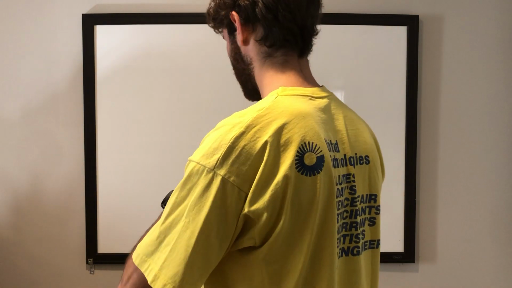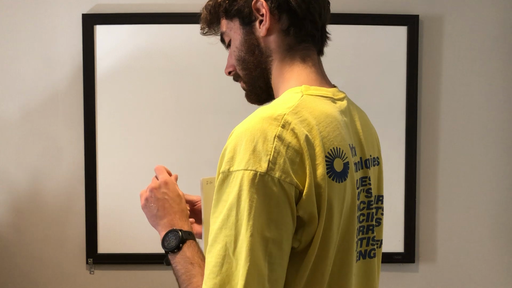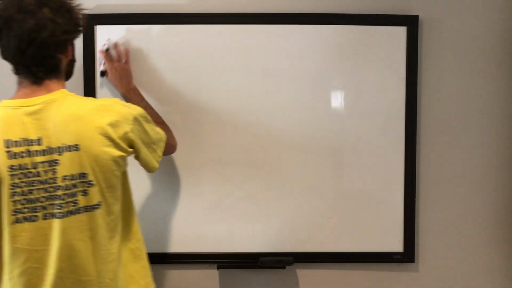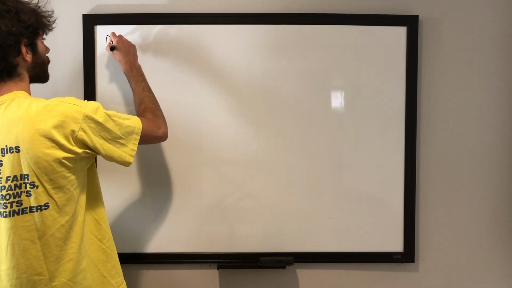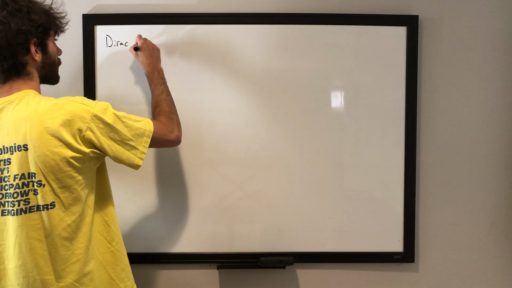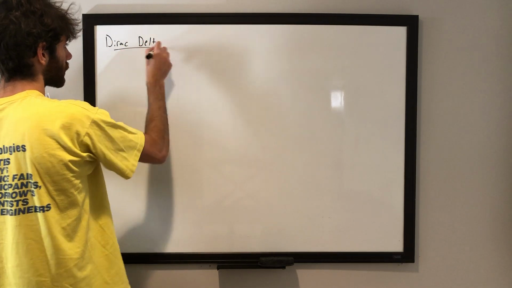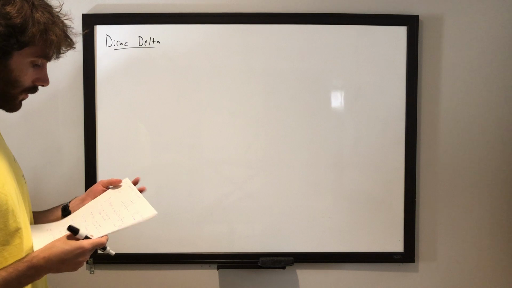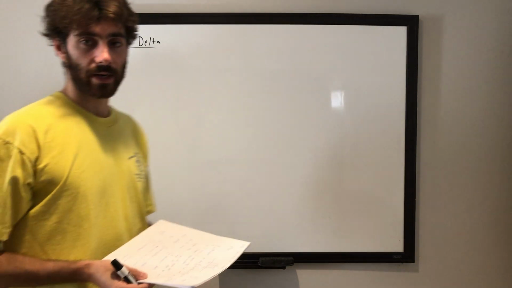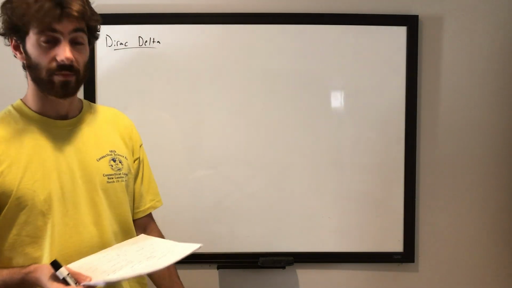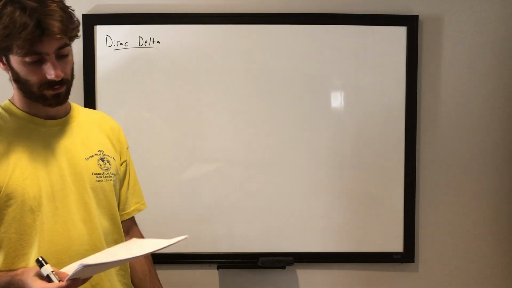Okay, so today we're going to talk about the Dirac delta function. Let's get started. So, the Dirac delta. The way that we can approach the Dirac delta function is with a limiting procedure. You'll see what I mean by that in a minute.